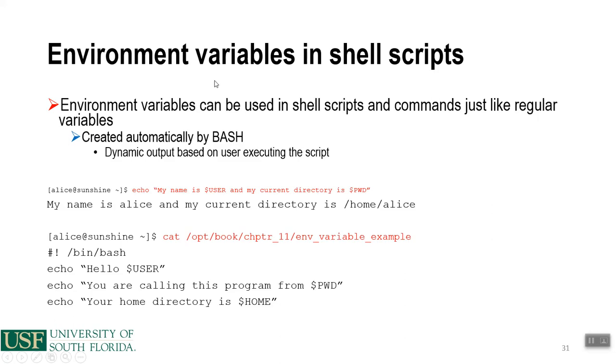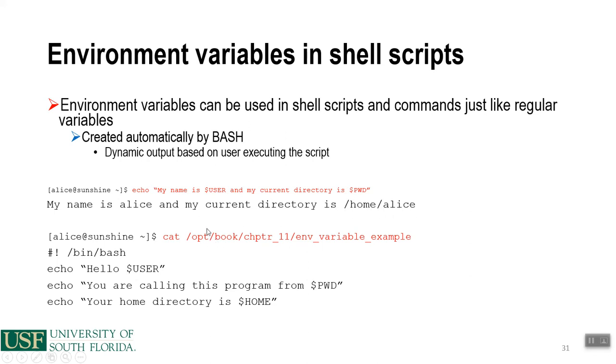Now, environment variables can be very useful in shell scripts. They can be used in shell scripts and commands just like regular variables. They're created automatically by the bash interpreter, and it's a dynamic output based on the user executing the command or the script. So if we were to type into the terminal, echo, my name is $USER and my current directory is $PWD, print working directory, what will come out is my name is Alice and my current directory is /home/Alice.